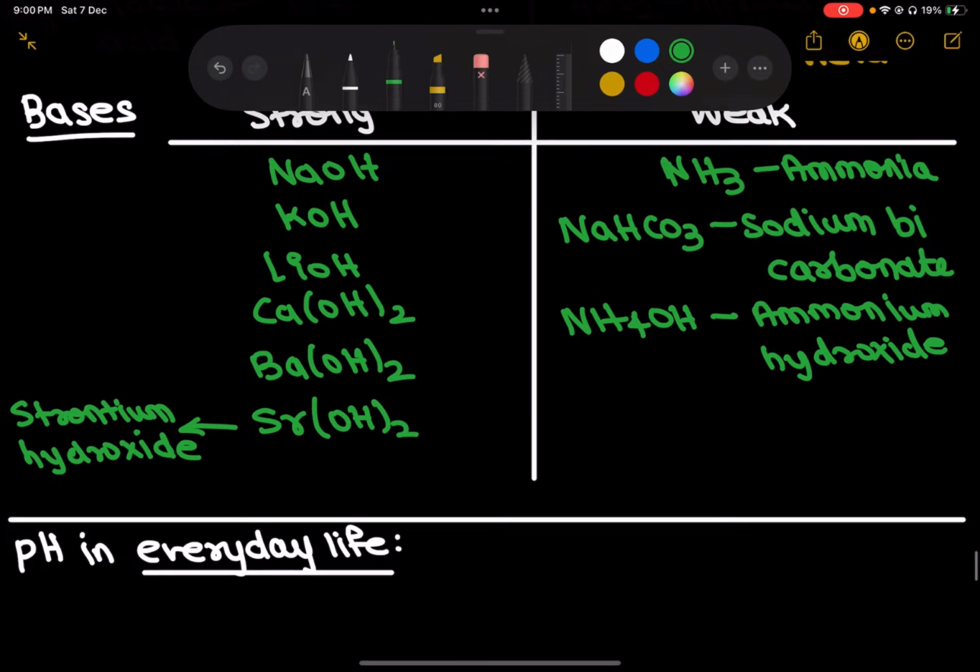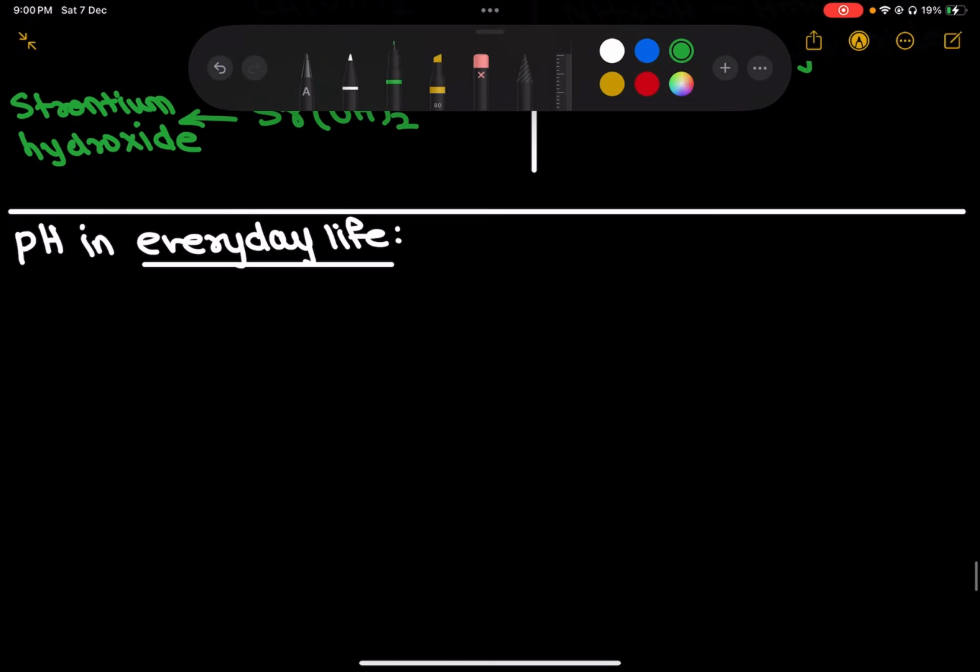Okay, now we'll move on to the next topic, which is pH in everyday life. Okay, so this is an interesting topic. So basically, where do we use pH in our everyday life? Right, so there has to be some application. So this is basically application of pH. So the first one we'll see is plants and animals, or we can also say in our human bodies, right? Plants and animals.